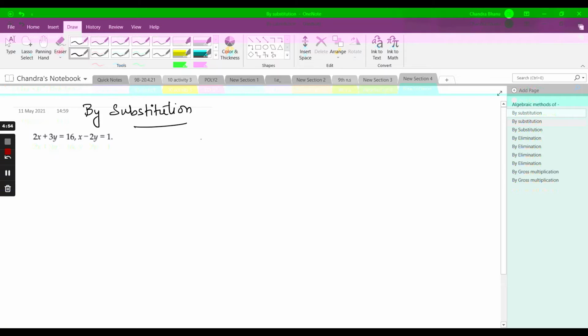Here we are given two equations: 2x plus 3y is equal to 16 and x minus 2y is equal to 1. We'll number them as 1 and 2. Now as the name suggests, substitution. So we need to substitute something. And what are we going to substitute? We are going to substitute the value of one variable into the other.